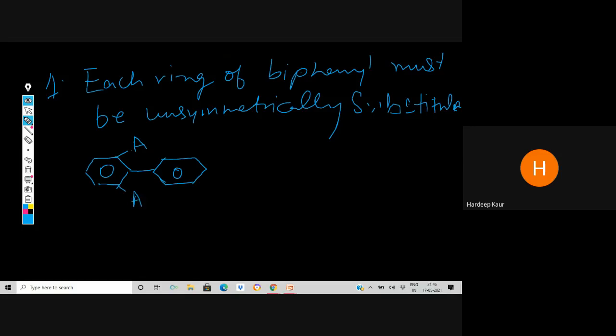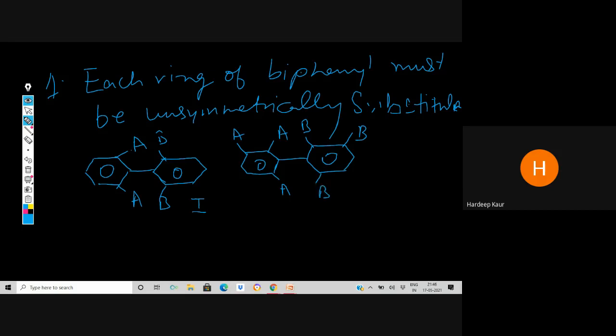cases. Suppose we have this type of system, right? This is the first one, and the second case is like this. We have this type of substitution A. Here is A. So we will draw the axis B. So this is the second case.